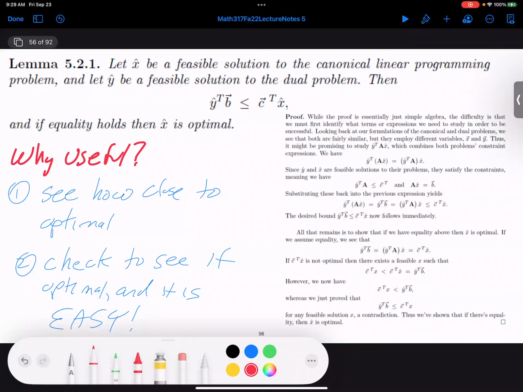So the proof is actually pretty straightforward linear algebra. I've put it here in the slide so it's easily accessible. It's also in the book, and I'll just have you go through that. Okay.